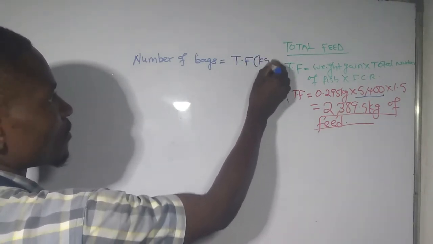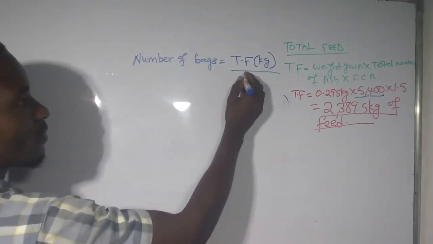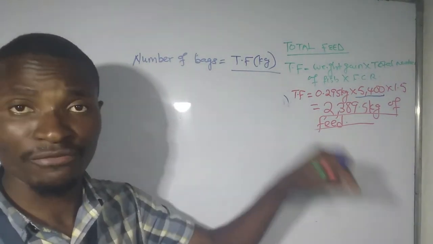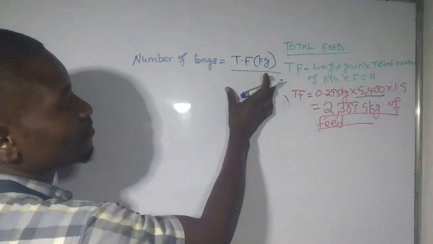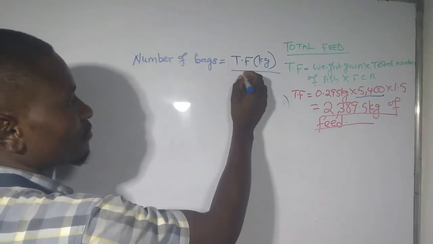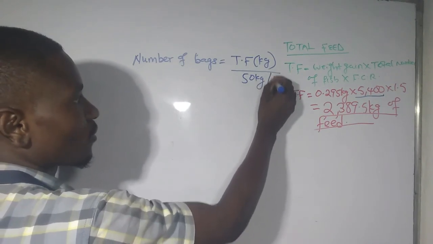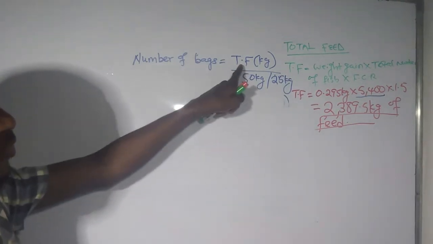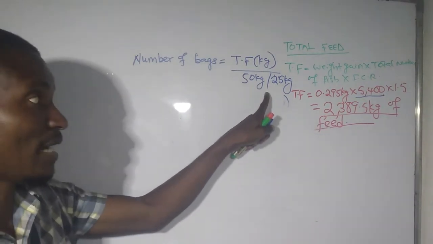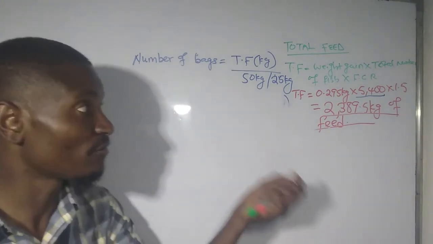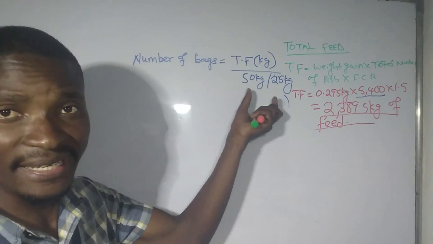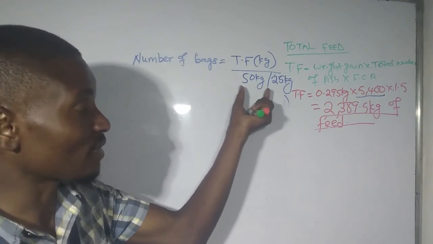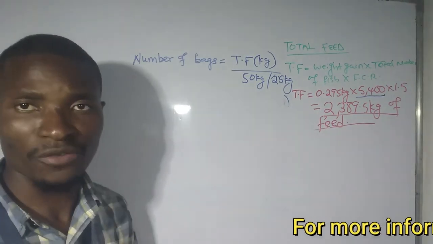total feed in kg divided by, let's say for instance, the bags may be found as 50 kg bags or 25 kg bags. Now I'll take them as 50 kg bags. So the total feed, which is this, divided by the 50 kg bags. Maybe I want to be buying my feed packed into 50 kg, as well as if I can manage to buy the bags of feed packed in 50 kg, then I can buy those that are packed in 25 kg.